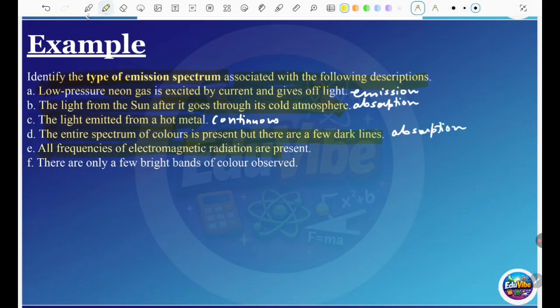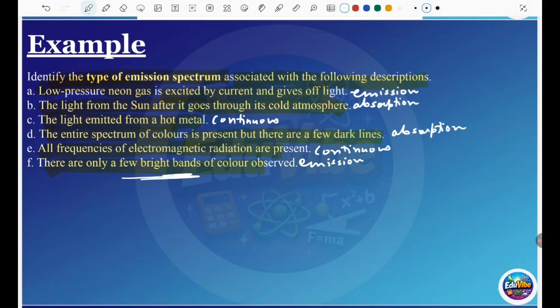All frequencies of electromagnetic radiation are present. All frequencies are there with no gaps, which is the continuous spectrum. Next, there are only a few bright bands of color. So everything else is black and we have only a few bright bands, which is the emission spectrum. That's how you can identify these spectra, and this is a kind of definition for all three spectra. You get questions like this, and we designed other practice questions too.